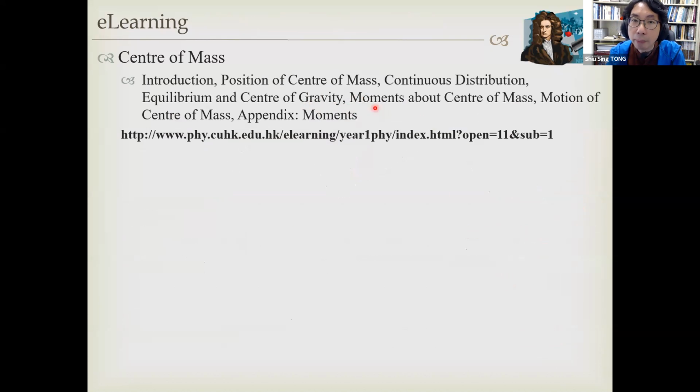If you want to learn more about the center of mass, you may take a look at these e-learning modules. Okay, this is by Professor Kenneth Young.